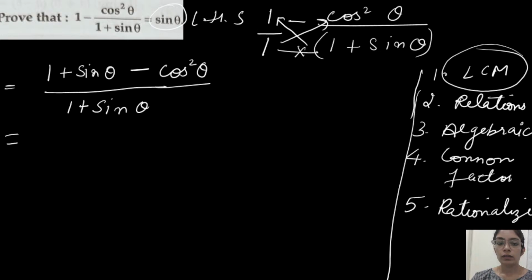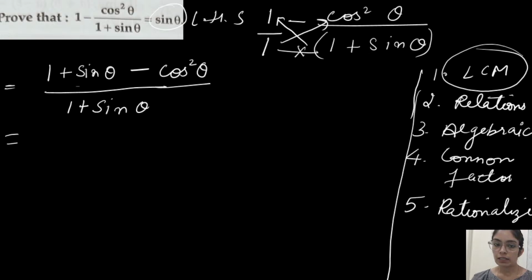Now I have taken LCM. Basically I multiplied the denominators, so that's how I got 1 plus sin theta, and then with cross multiplication I multiplied 1 plus sin theta, so that's how I got the first term of the numerator. Then the minus sign as it is, then with 1 we have multiplied cos square theta. So first step is done.